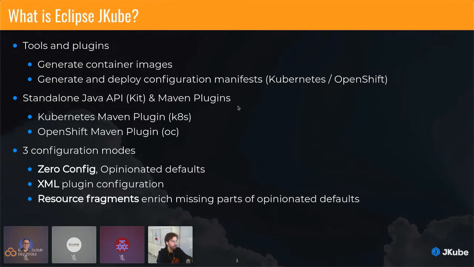So we have two ways to improve this configuration. The first one is by using XML configuration. The same as you would configure any other Maven plugin, you can provide XML configurations. And the other one is by using resource fragments. What you can provide is a partial resource or YAML configuration for your cluster. Then JKube will pick this resource and merge it with the ones it generates by default. Again, we will see this when we start the demo.